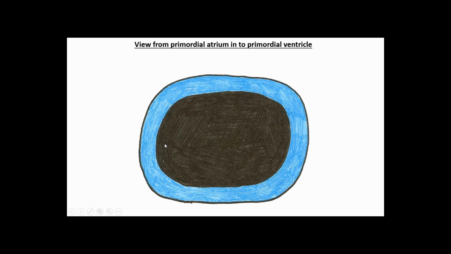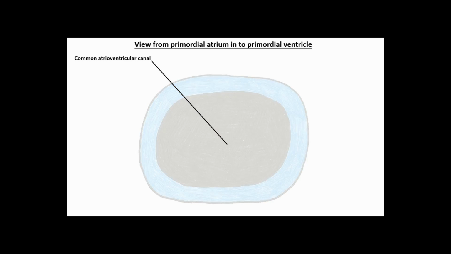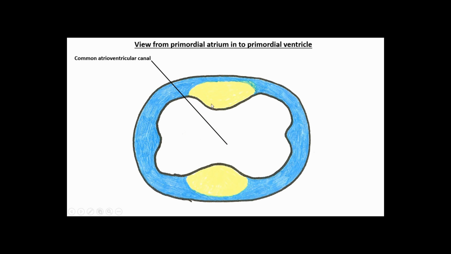Alright, so if we are hanging out in the primordial atrium and looking into the primordial ventricle, what we're looking through is a hole called the common atrioventricular canal. Now in the process of separating, we're going to have two little blebs on the anterior and posterior side, or ventral and dorsal side, develop, called the anterior and posterior endocardial cushions.